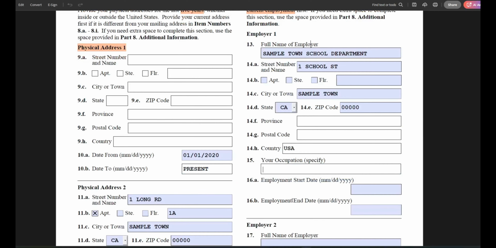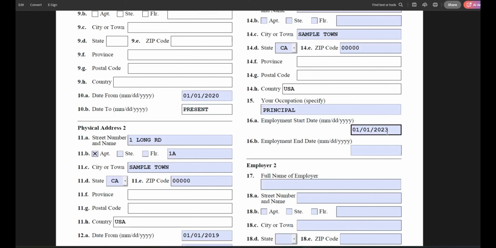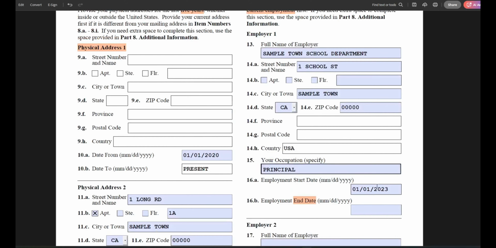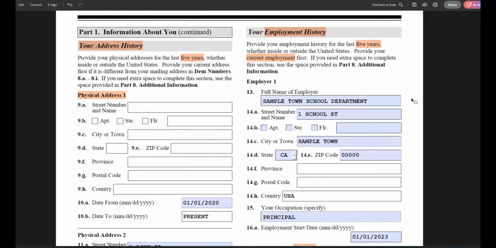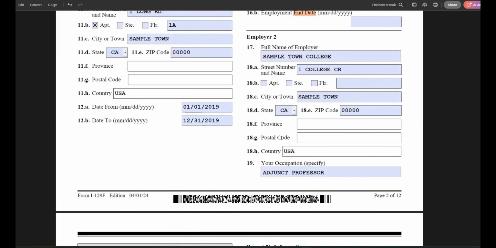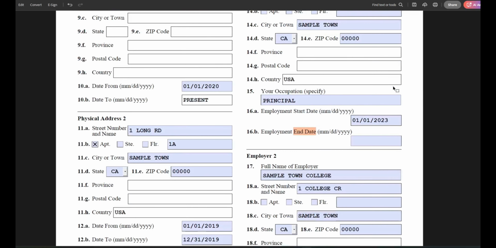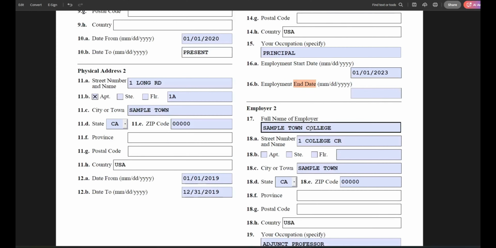Don't forget to provide your occupation and when you started that employment. And if you are currently employed at this job, you can leave the employment end date blank. Moving on, because we are still missing information for the last 5 years, we're going to include other employment in here. And once again, if you also run out of space, you will go to the last page to provide the remainder of your employment history.